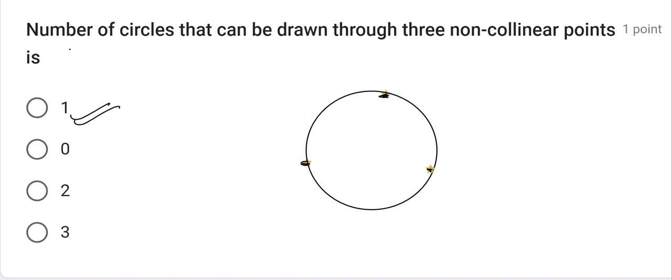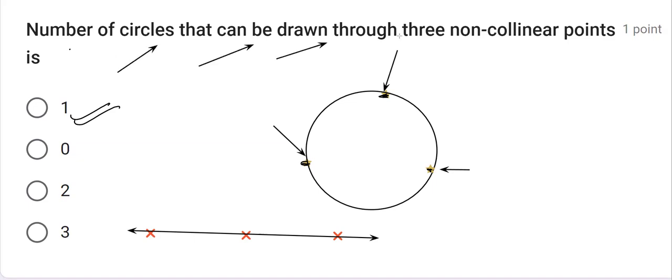Like if I say these 3 points, I can say they are collinear because they lie on a straight line, right? And when we talk about non-collinear points, we mean that they do not lie on a straight line. So we can say the number of circles that can be drawn through three non-collinear points has to be 1.